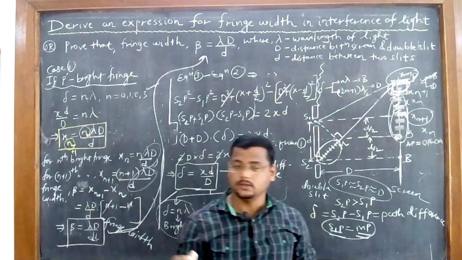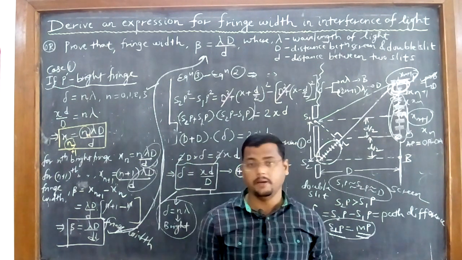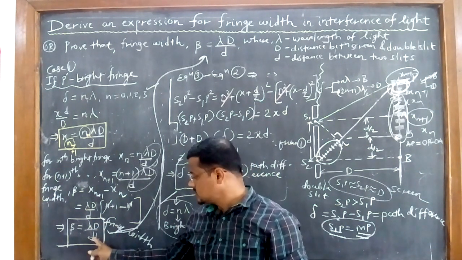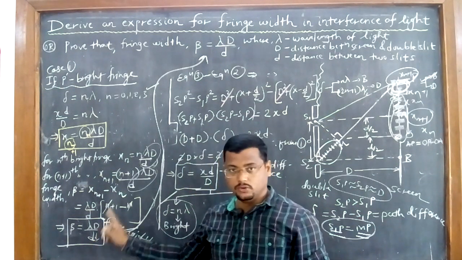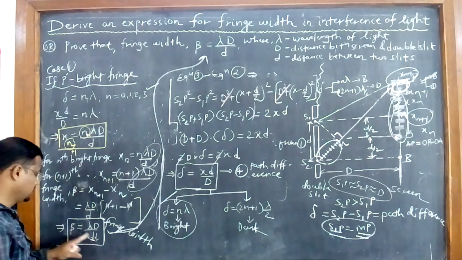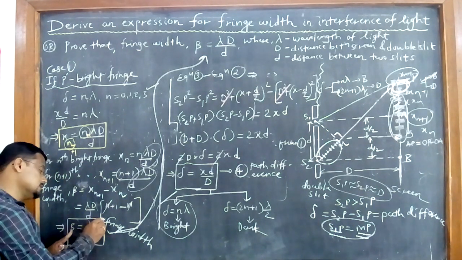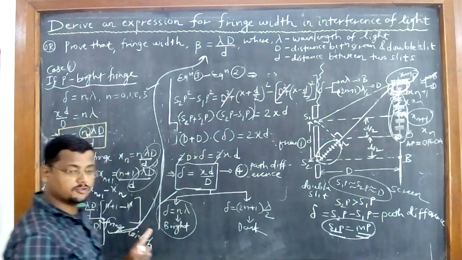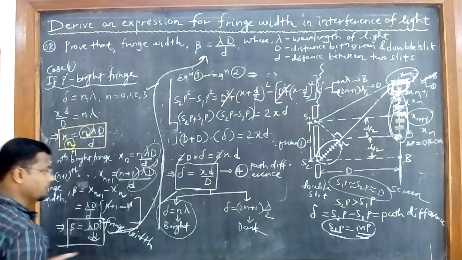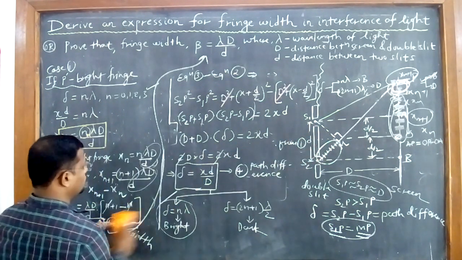How can the fringe width be doubled? The fringe width can be doubled by making this capital D 2 times or making this small d half. So this beta, the fringe width, depends upon the capital D and small d. If you want to increase this fringe width, you increase this capital D, meaning you increase the distance between the double slit and screen, or you decrease the distance small d, where small d is the distance between the two slits here, okay? This can be asked for 2 marks here.